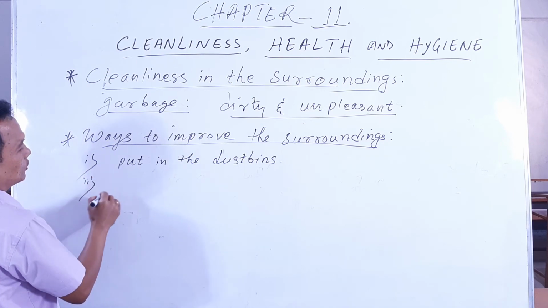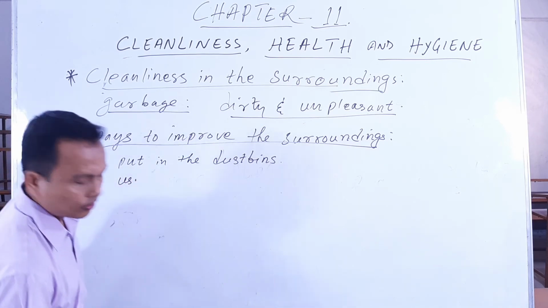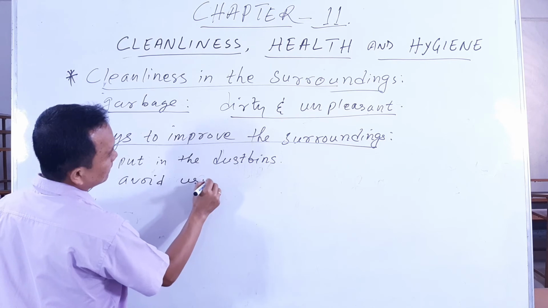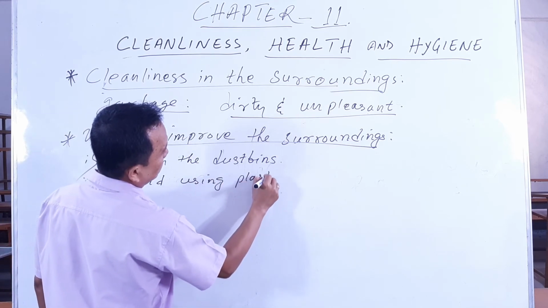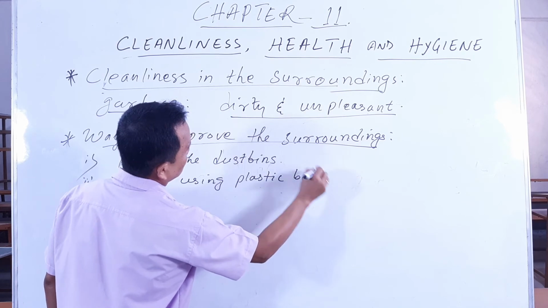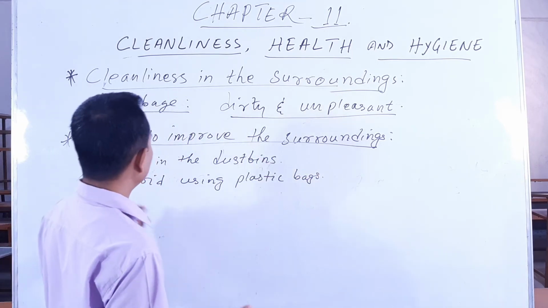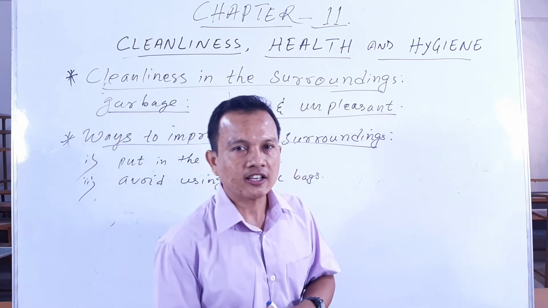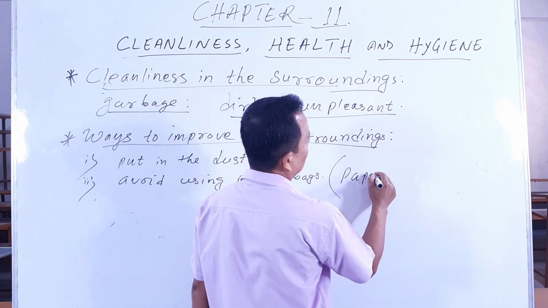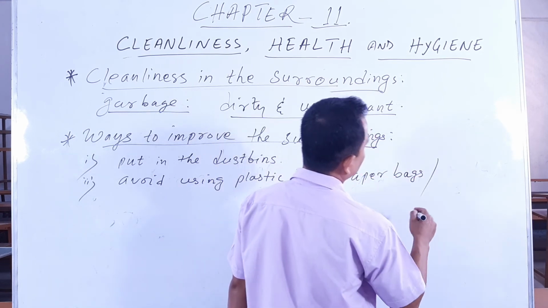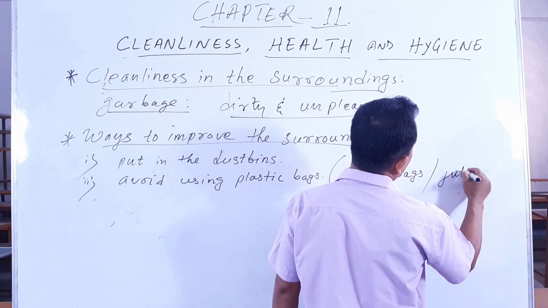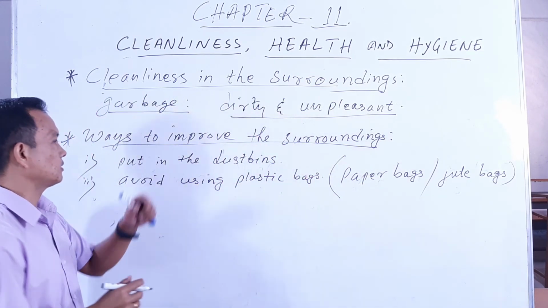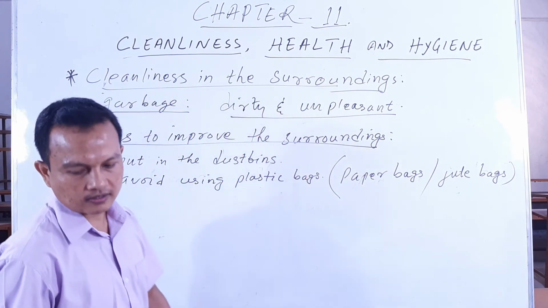Then avoid using what? Plastic bags. Then what alternative can we use in place of plastic bags? Either paper bags or jute bags. Yes, these can be utilized to avoid using plastic bags.